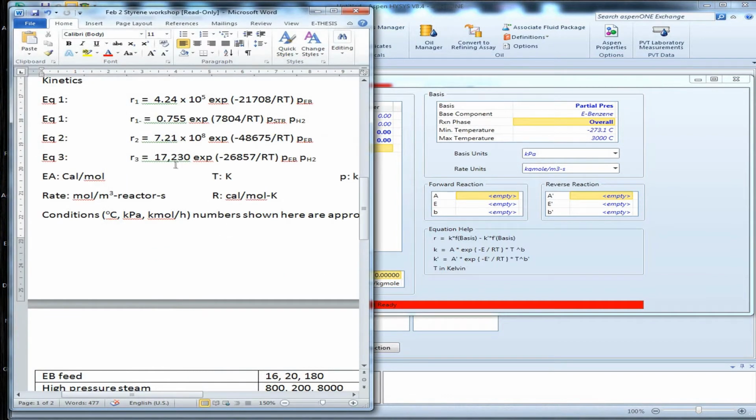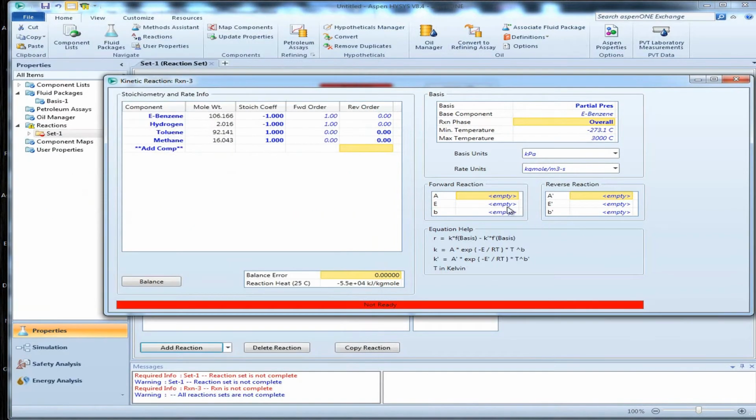And the values are 1723, 26857, 26857, 1723. Okay, this reaction is negative, so the reaction is endothermic. Exothermic, sorry.